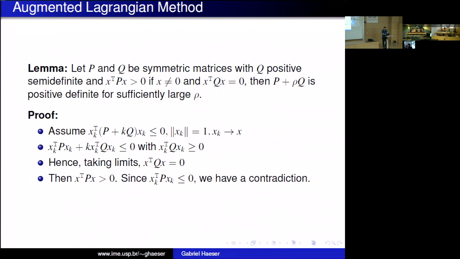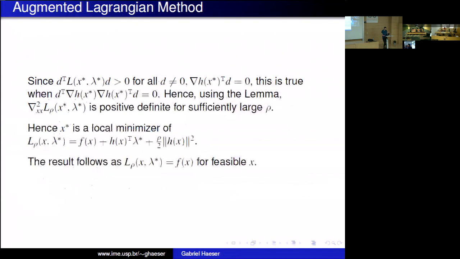So for non-zero x with this property, x transpose P x should be positive. Okay, so we have a contradiction. Since this term is non-negative, this inequality implies this one. So when I take the limit, it should be a non-positive number also. So it shouldn't be positive. So we have a contradiction. Okay, so for sufficiently large rho, this matrix is positive definite. So we have proved this.